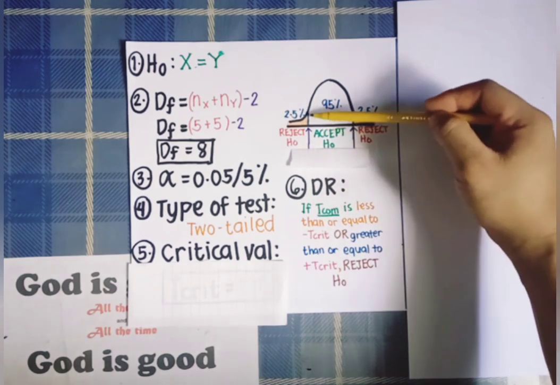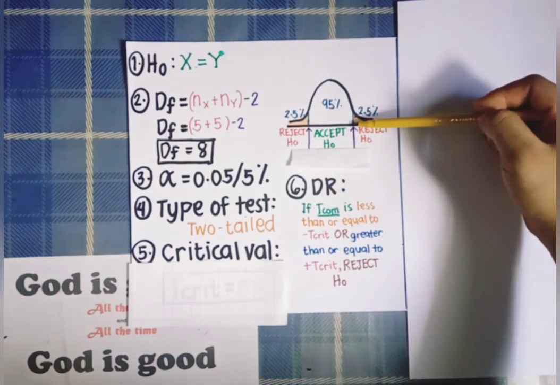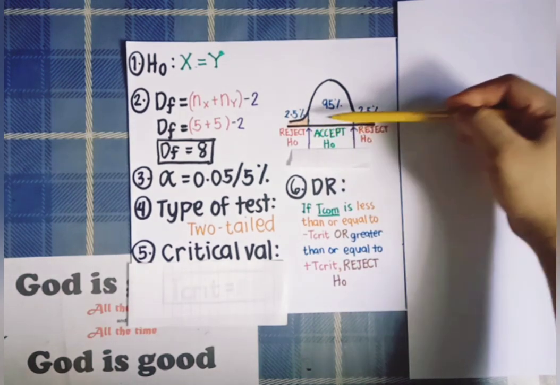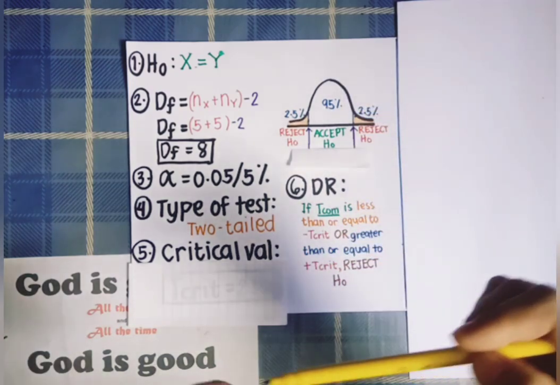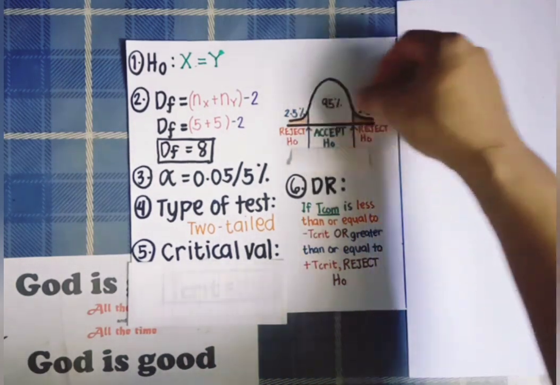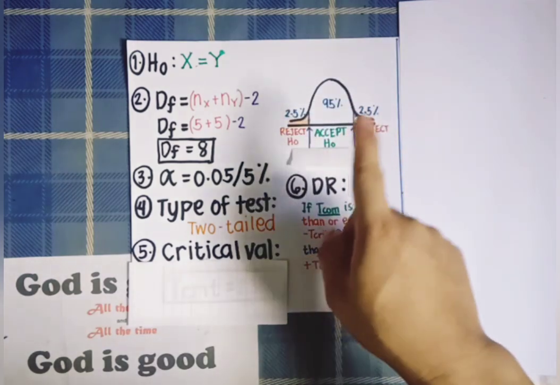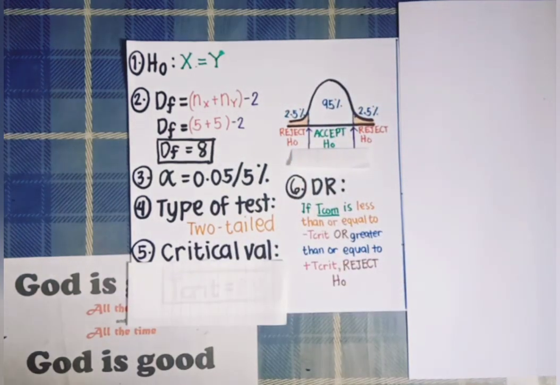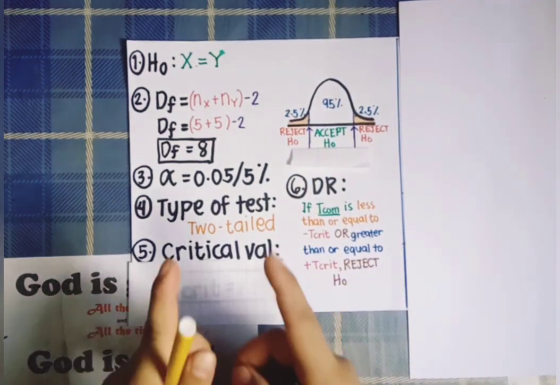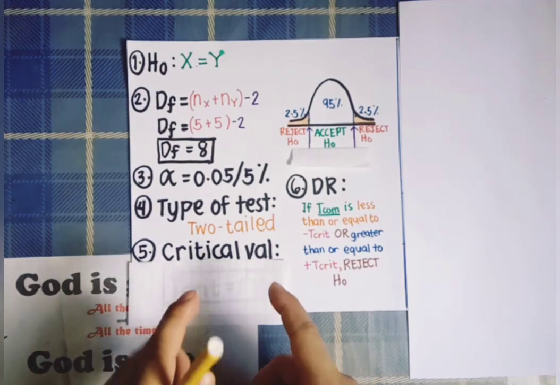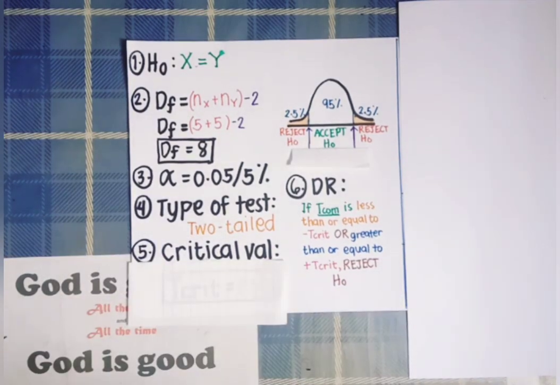Now, the question is, what is the value of these clear lines here? What are the values of these clear lines here? So for us to be able to determine the values of the lines that separate the acceptance region and rejection region, we need to determine our critical value for this independent samples t-test.